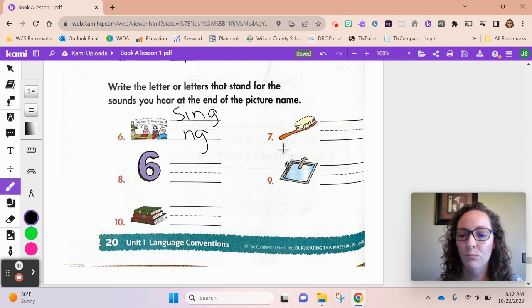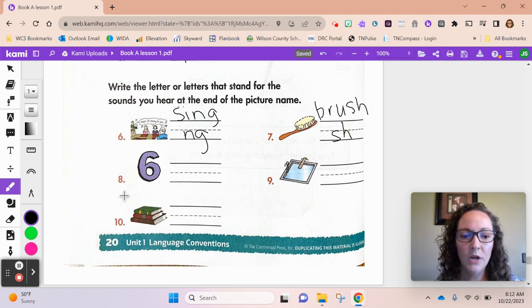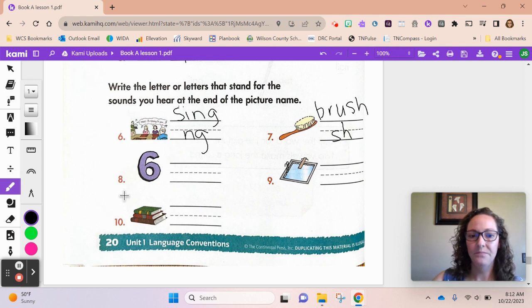Number 7, brush. Shh. Brush. S-H. B-R-U-S-H. Number 8, six. What letter says X? One letter. X, like the sound a cat makes. X. S-I-X.